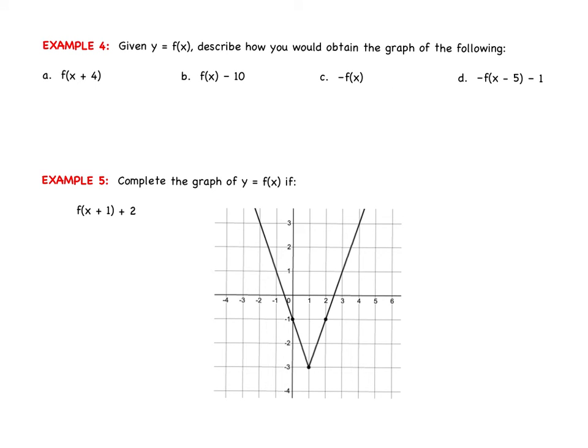Okay, in example 4, it says given y equals f of x, describe how you would obtain the graph of the following. Okay, inside the parentheses is going to affect x. So it's going to move us left or right. Remember, the one with x is always the opposite of what you think it should be. So if we think of a number line, +4 is in the right direction. Opposite of that would be left. So to get this graph, we would move the entire graph left 4 points.